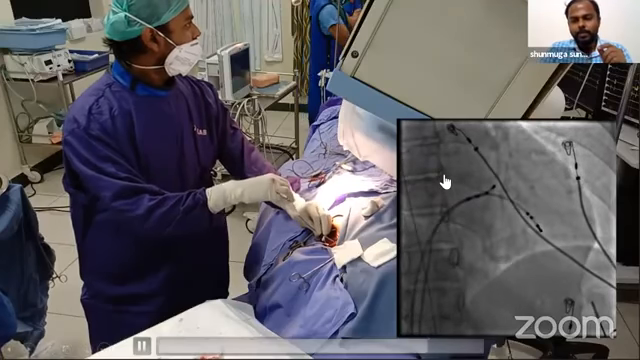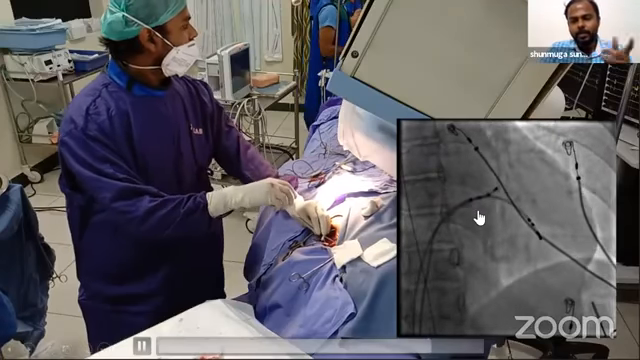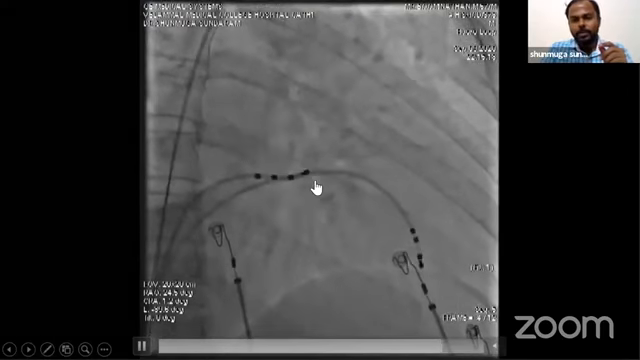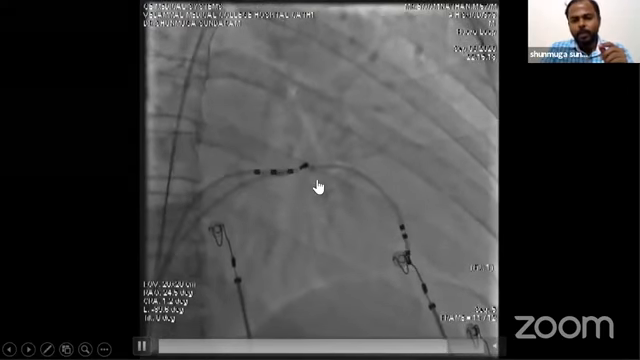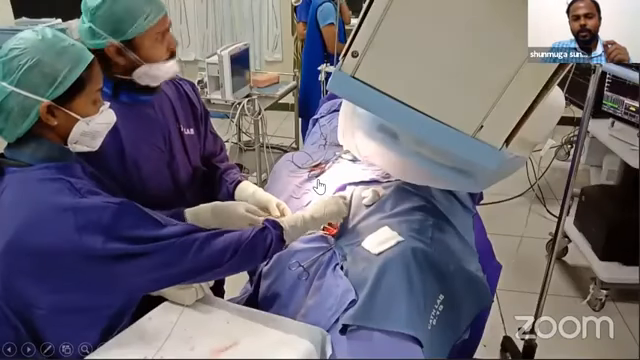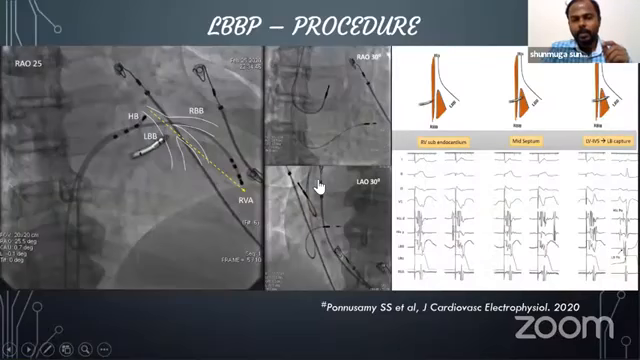So in left bundle pacing, you have to take the catheter or his sheath into the right ventricle, and you have to keep it probably 1.5 centimeter below the distal His signal. Here I wanted you to know certain anatomical things which will help you in deciding the site of implantation. I've told you, you have to take the sheath just below the His bundle catheter.